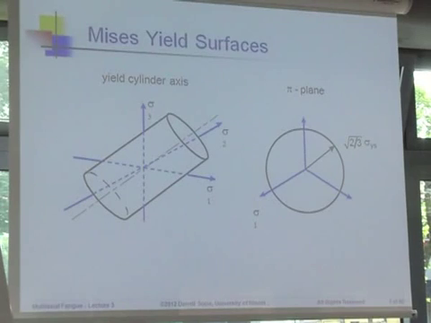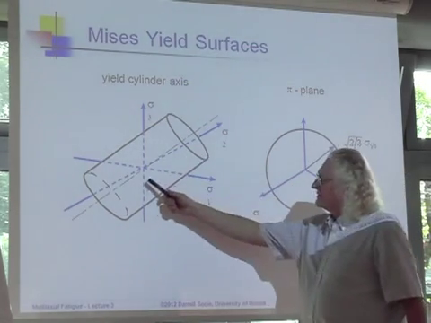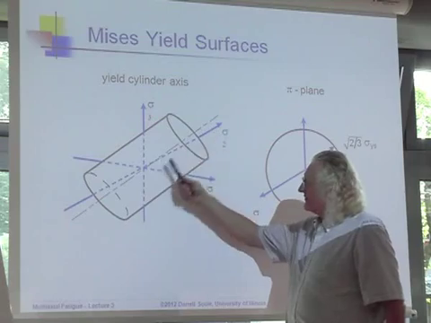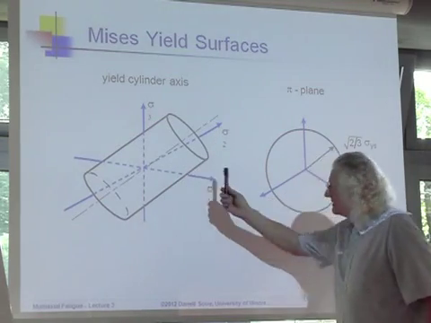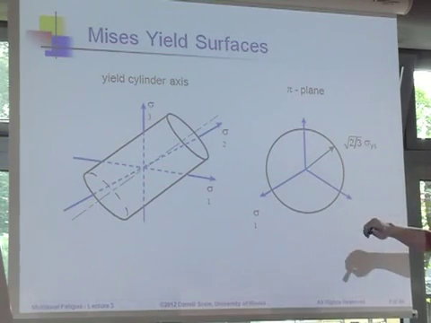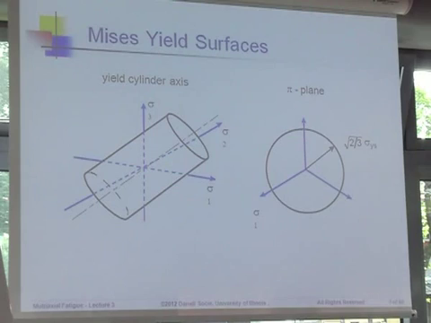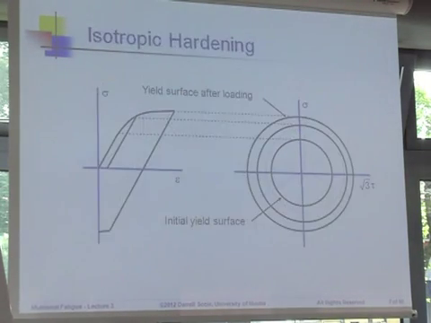By the way, you can do this now in 3 dimensions if you wish. You don't have to, but you can. In the case of the Mises criteria, it's a cylinder. Tresca's a hexagon, and in my funny space, we call it the pi plane. Then it actually becomes a sphere. So you can think about this in 2 or 3 dimensions, depending on how you want to do it.